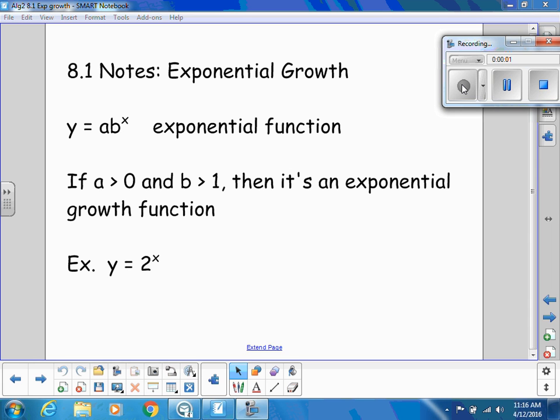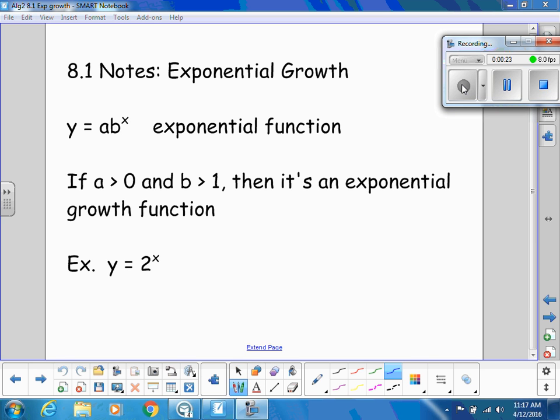All right, this is our last unit that we're going to be doing, and it is on exponentials and logarithms. We're going to talk today in this video about exponential growth, and in the next video will be exponential decay. Hopefully these two videos will be a lot of review from Algebra 1 because you've already seen exponential functions.